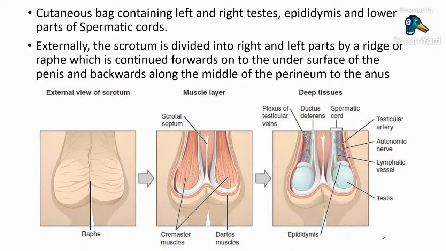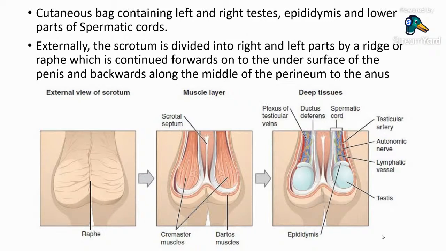So it encloses these portions, and externally the scrotum is divided into right and left parts by a ridge or median raphe, which is continuous forwards onto the undersurface of the penis and backwards along the middle part of the perineum to the anus.